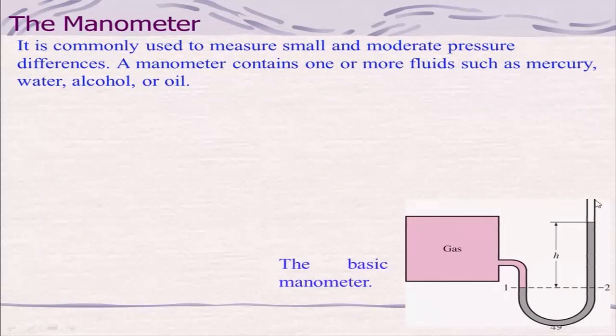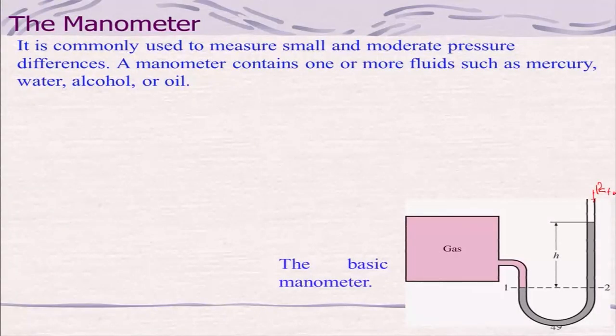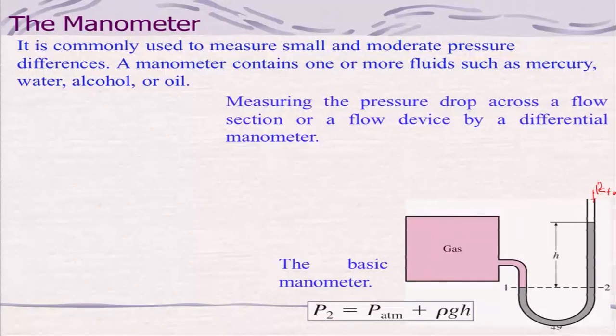And what is the pressure acting here at this point? P atmosphere, right? So I will do a balance. P2 is equal to P atmospheric plus rho g h, right?